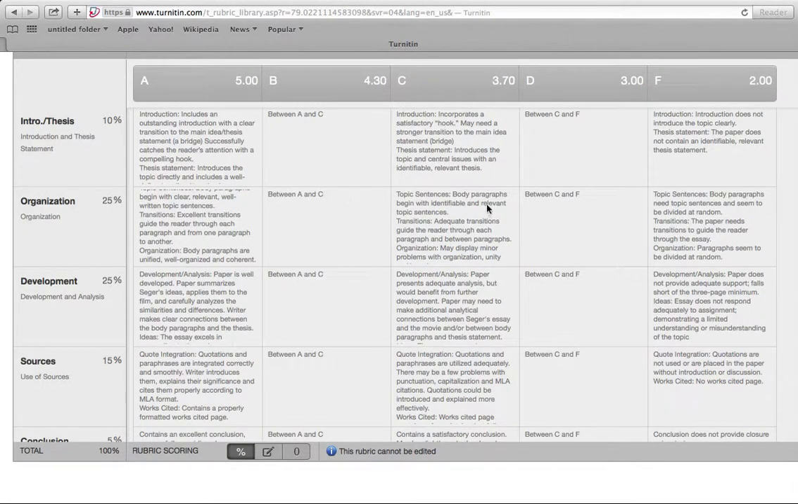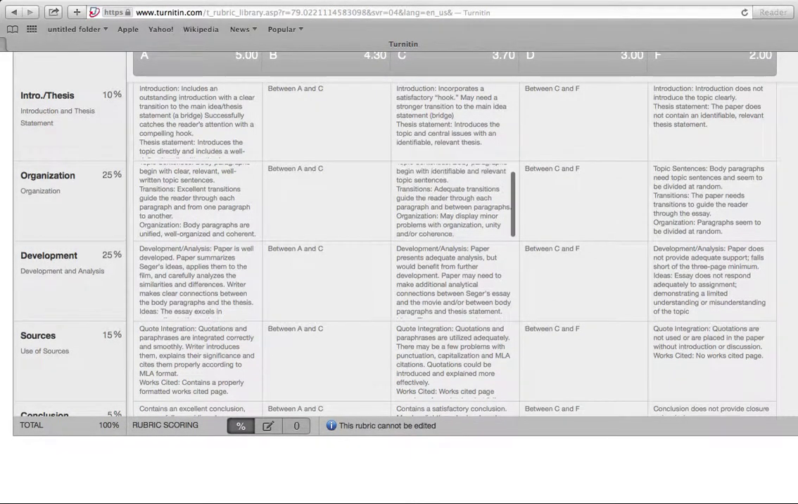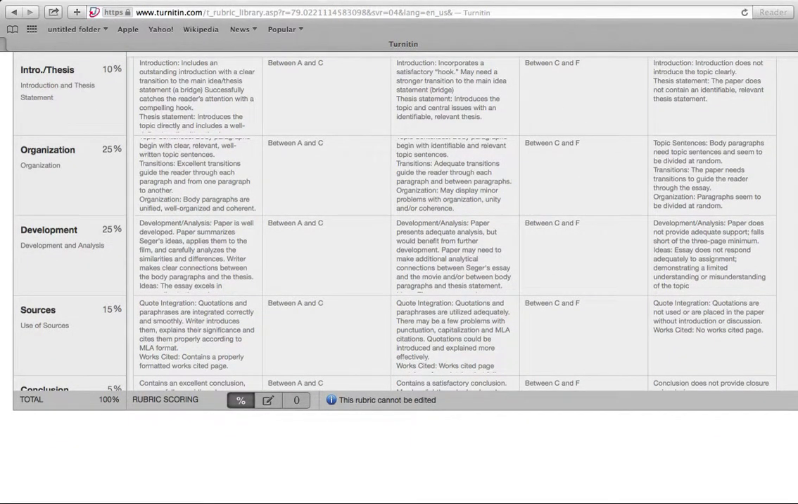If you notice a C, you have identifiable and relevant topic sentences, but they're not as advanced or well written. You have adequate transitions, but maybe they could be improved. And for organization, perhaps your paper displayed problems with unity, meaning some of the paragraphs didn't stay on topic or didn't flow well, etc. That'd be a C range. Or if it fell between the two, it'd be in the B range, and so on.